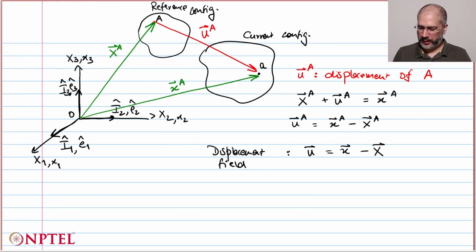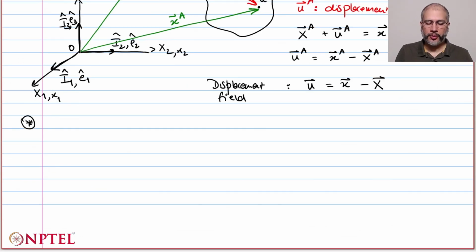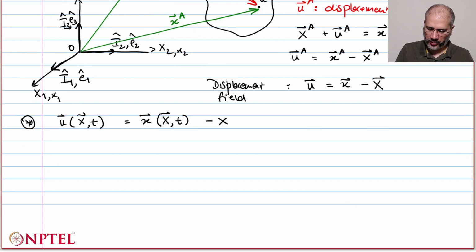So you feed in any coordinate capital X for this, and that gives you the displacement of that particle which was denoted by that capital X. So this u, the displacement field, can be expressed in terms of its Lagrangian coordinates. That is, I can specify u as a function of capital X and t. So this becomes the vector small x, which is also expressed as a function of capital X and t, minus the vector capital X. So this we'll call the Lagrangian description.